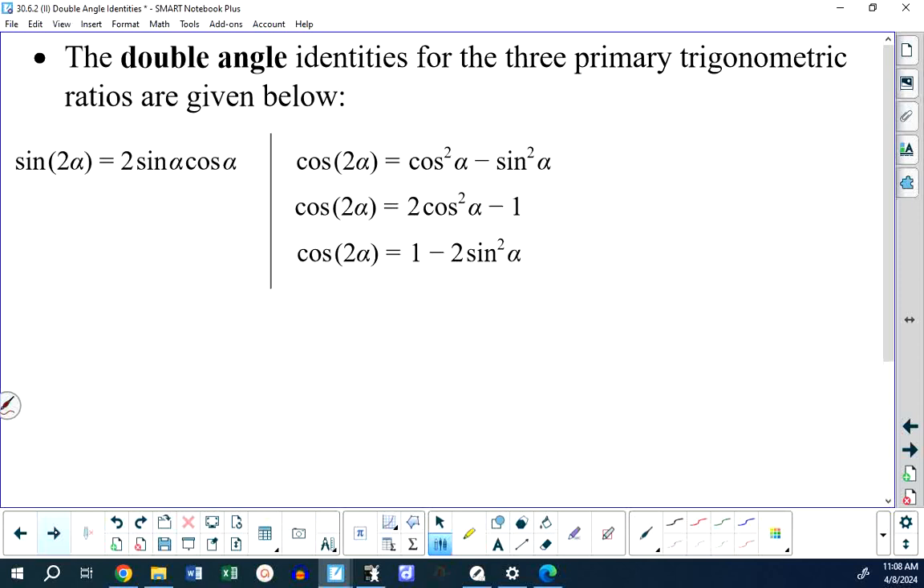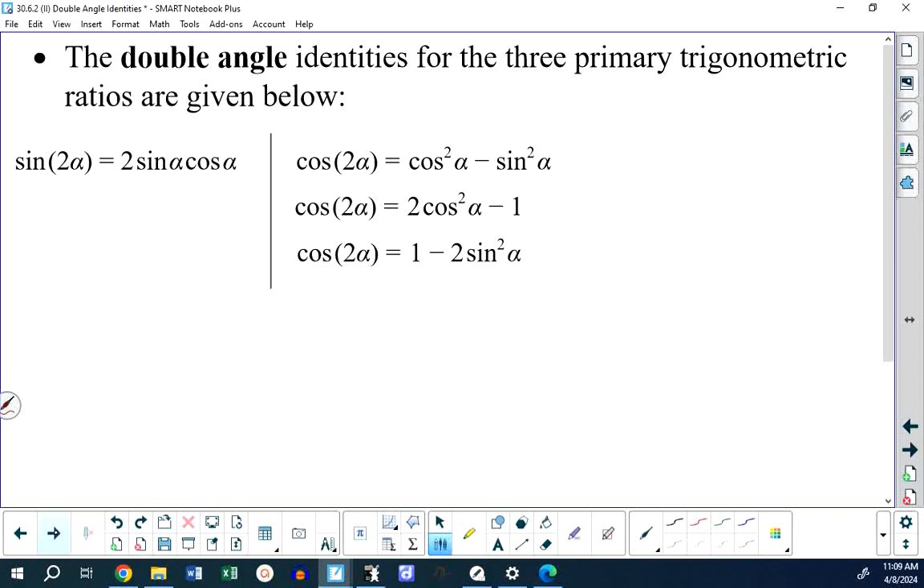It's very easy to confuse cosine of 2 theta. I'm using theta. I'll go to alpha if you like. Cosine of 2 alpha equals cos squared alpha minus sine squared alpha. Don't confuse that with sine squared plus cosine squared, because they are different things. Okay?